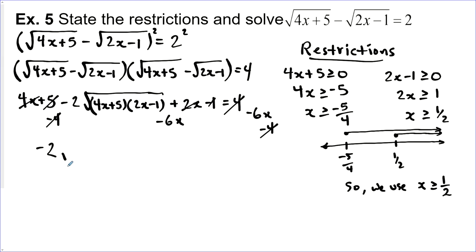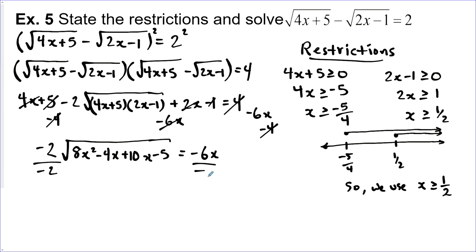It does have a coefficient, but that's okay. I'm going to distribute this in. Okay, so we get 8x squared minus 4x plus 10x minus 5, and on this side I get negative 6x. And we can now divide both sides by negative 2 to further simplify it. So we got 8x squared plus 6x minus 5 is equal to 3x.